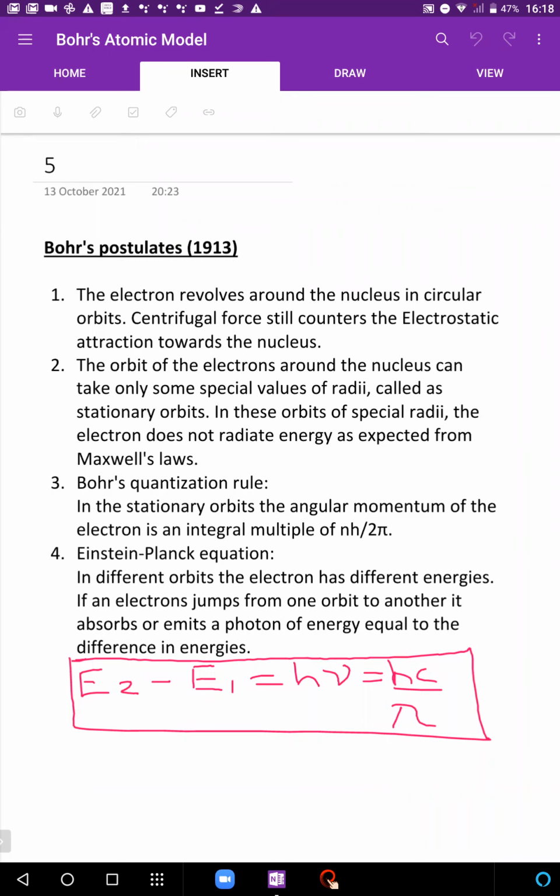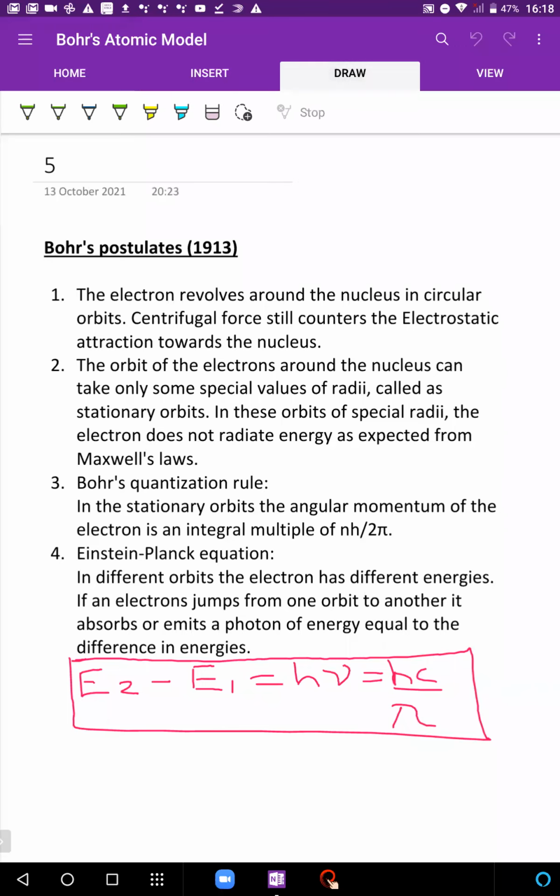So he says the electron revolves around the nucleus in circular orbits, first point, where the centrifugal force still counters the electrostatic attraction towards the nucleus. Well and good. Just like Rutherford's model, this also says that centrifugal force counters the electrostatic attraction towards the nucleus.